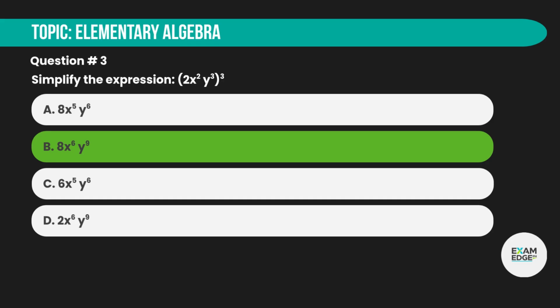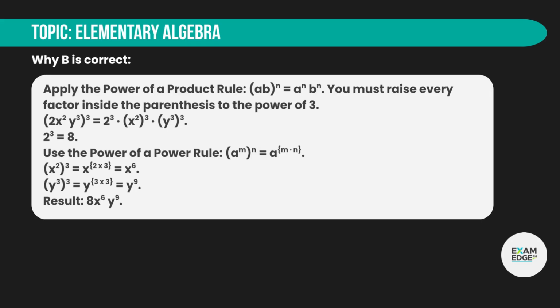Y raised to 9. Why B is correct? Apply the power of a product rule. AB raised to n equals A raised to n, B raised to n. You must raise every factor inside the parenthesis to the power of 3. 2x squared y cubed, cubed equals 2 cubed, x squared, cubed, y cubed, cubed.